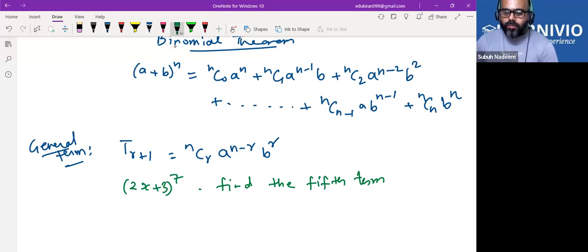How many total number of terms will it have? n plus 1, that means 8. 7 is n and 7 plus 1 will be 8. So it will have 8 terms. Out of those 8 terms, the fifth term is being asked.